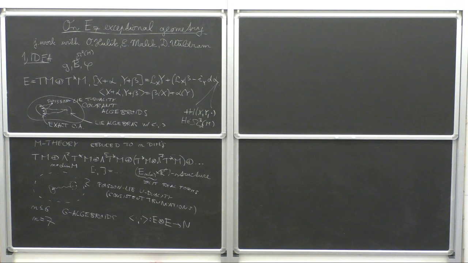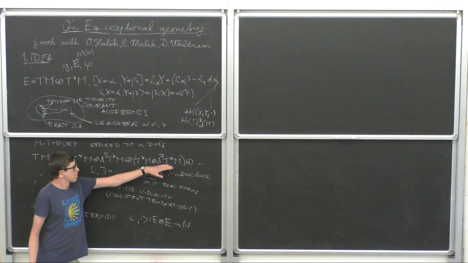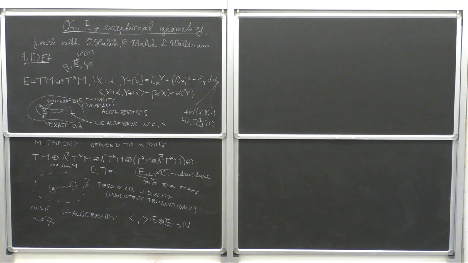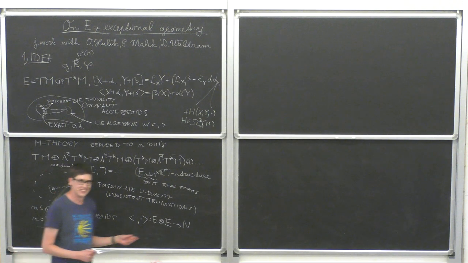For n larger than 7, there are some conceptual reasons that I might discuss later on, for which we believe that in this particular type of framework, we cannot fit 8 and higher. So I will focus on n equals 7 today, and I will try to build this picture. That's the goal. Any questions?